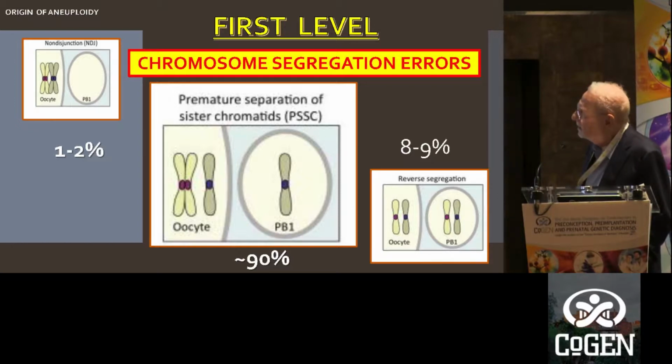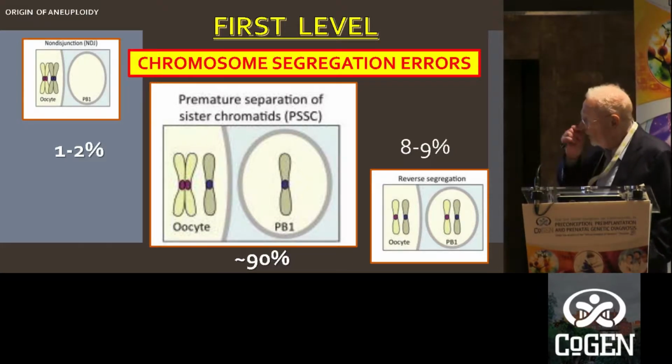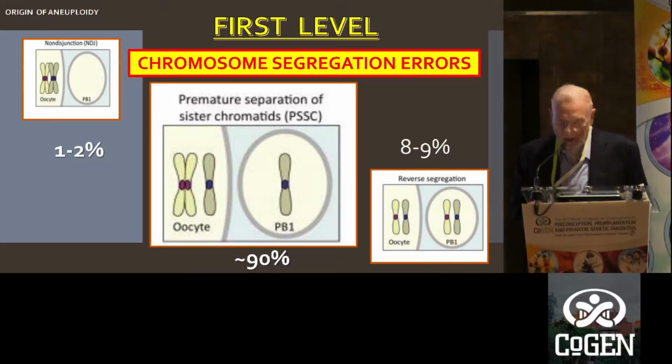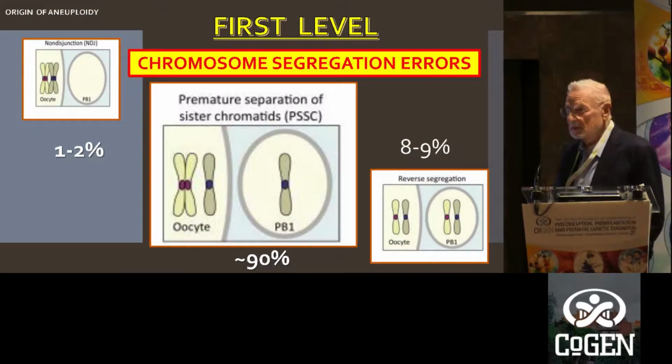And the largest category, about 90% of the cases, involves premature separation of sister chromatids, and is illustrated here where one of the chromatids separates prematurely, one being included into the polar body and the other one being retained in the maternal egg.